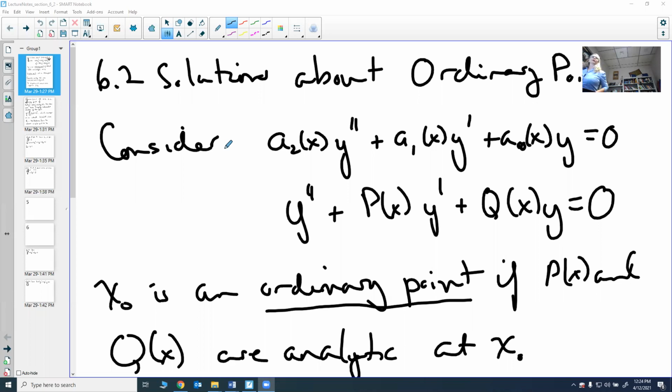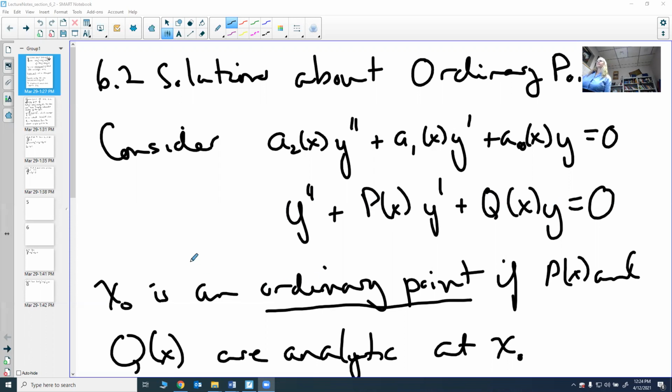Let's look at a few problems to solve with power series. This is a solution about what we call ordinary points. We're going to consider the differential equation a sub 2, which is a function of x, times y double prime, plus a sub 1, which is a function of x, times y prime, plus a sub 0, a function of x, times y equals 0. If we divide through by a2 to get it into standard form, we get y double prime plus p of x y prime plus q of x y equals 0.